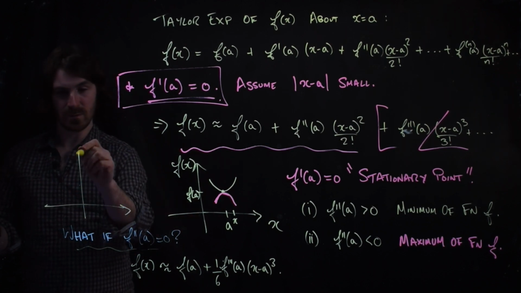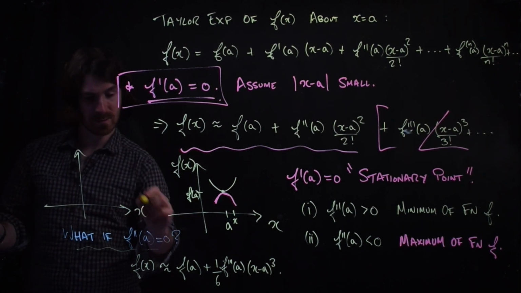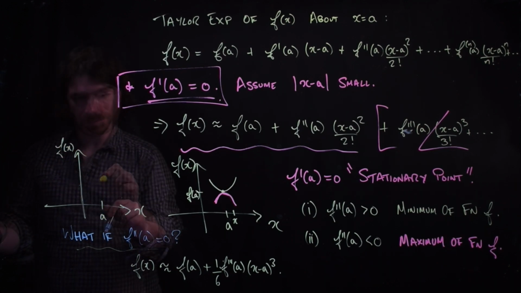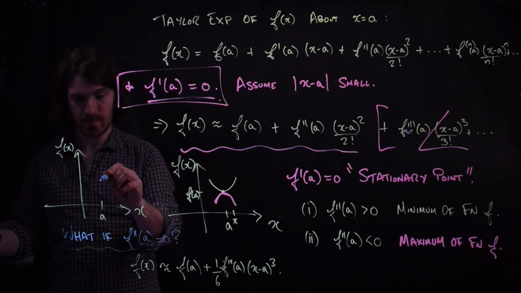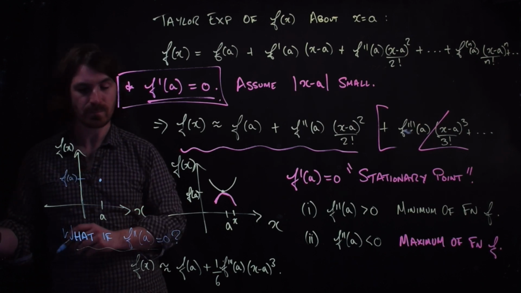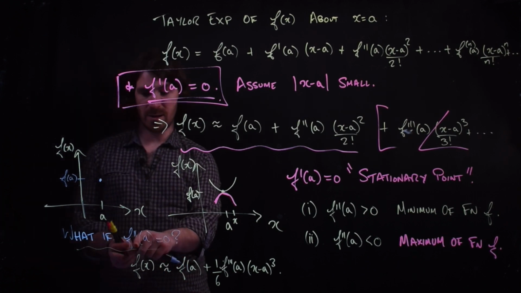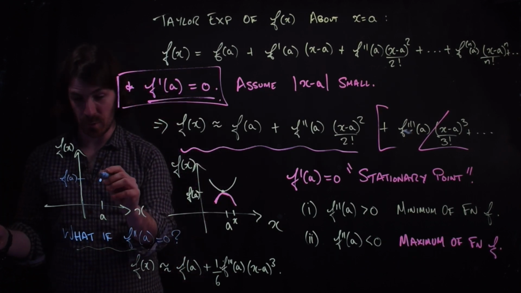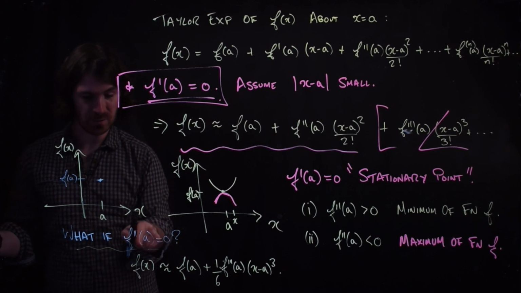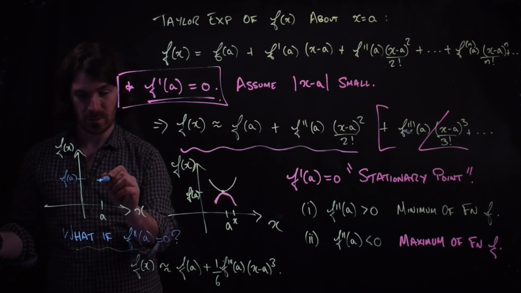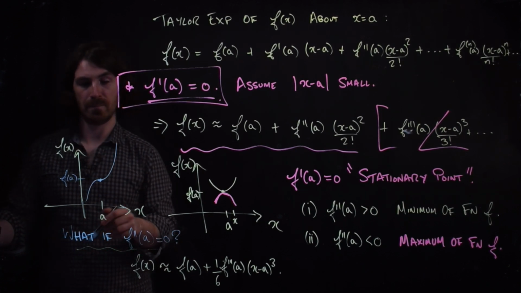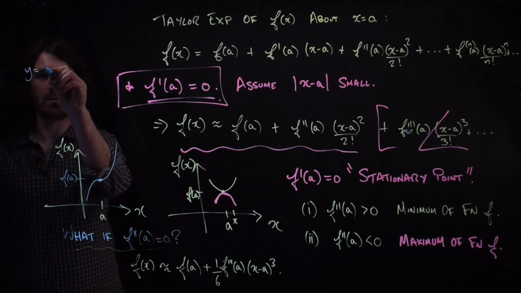I'll draw this graph again. So this is x, this is f of x, and there's a point a. At x equals a, our function takes the value f of a. And here, the second derivative is 0, so this point corresponds to a point of inflection. So the derivative of the derivative is 0. Our curve may look like this. You could think about y equals x cubed.